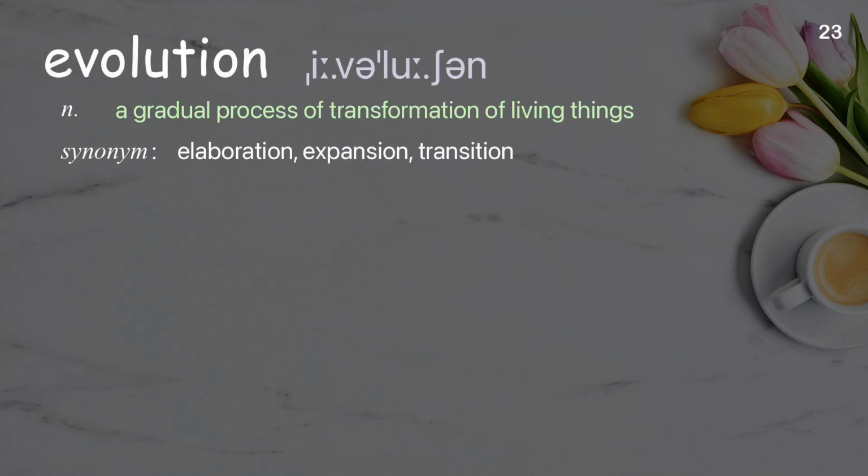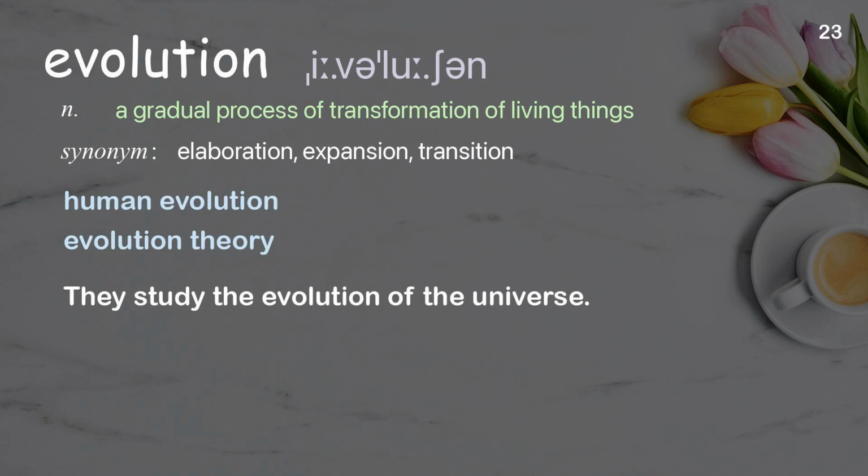Evolution. A gradual process of transformation of living things. Examples: Human evolution. Evolution theory. They study the evolution of the universe.